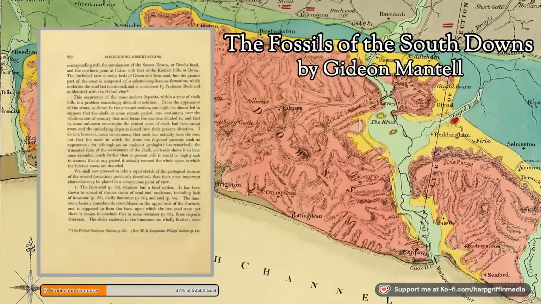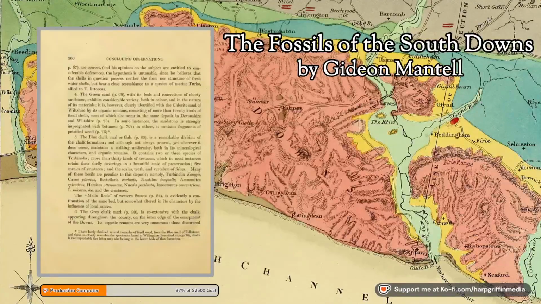Considered by Professor Buckland as identical with the Oxford clay. See Phillips' Geological Outlines, page 155. As an eminent geologist has remarked, Reverend W. D. Conybeare, Phillips' Outlines, page 144. In others it contains fragments of petrified wood, page 76. I have lately obtained several examples of fossil wood from the blue marl of Folkestone, and these so closely resemble the specimens found at Willingdon, described at page 76, that it is not improbable the latter may also belong to the lower beds of that formation.